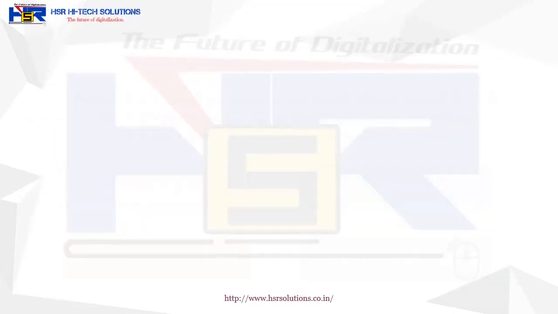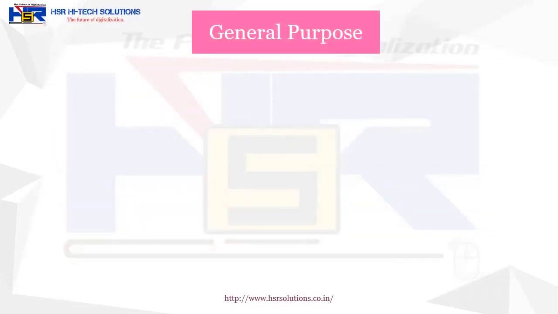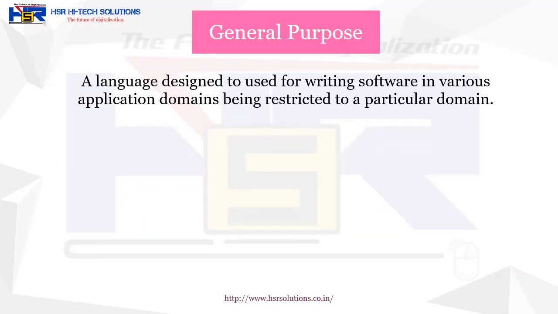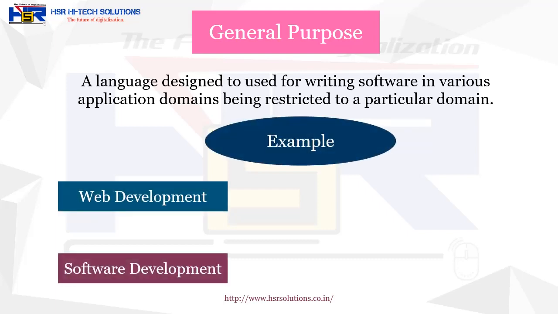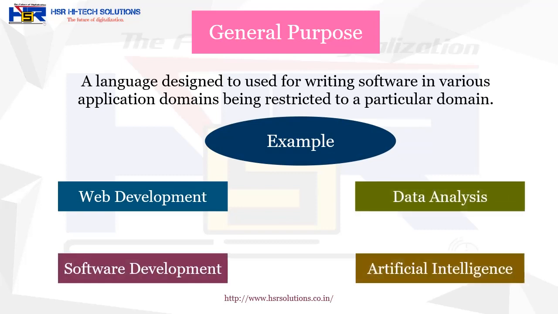Let's consider what is a general purpose programming language. A language designed to be used for writing software in various application domains, without being restricted to a particular domain, is known as a general purpose programming language. Like Python, which is used in web development, software development, data analysis, and artificial intelligence. All these things do not lie in a particular domain. That's why Python is considered a general purpose programming language.